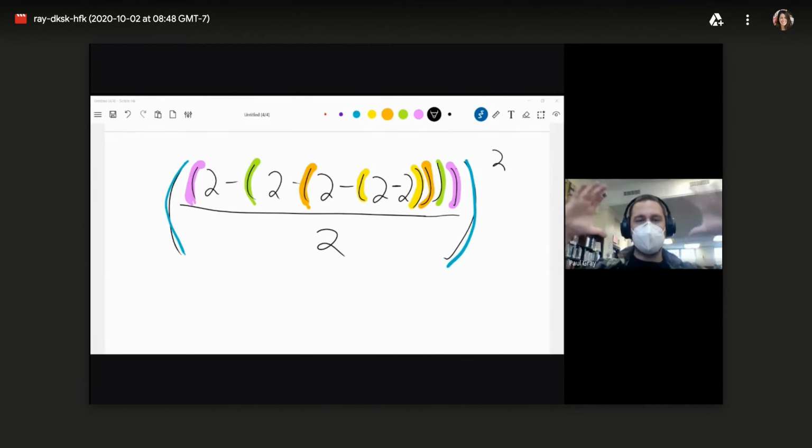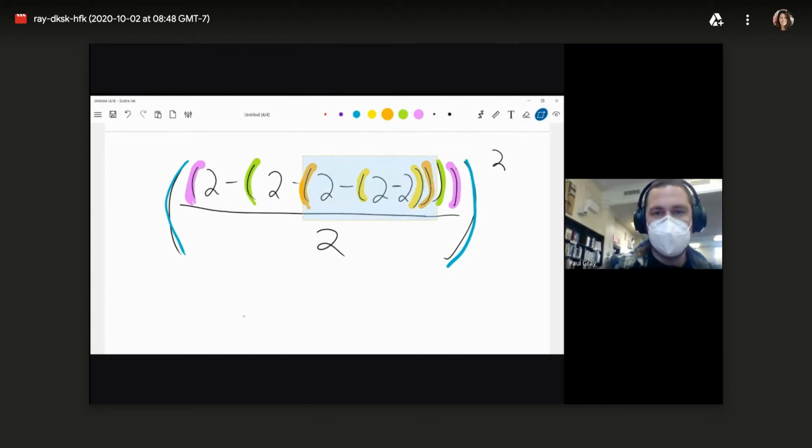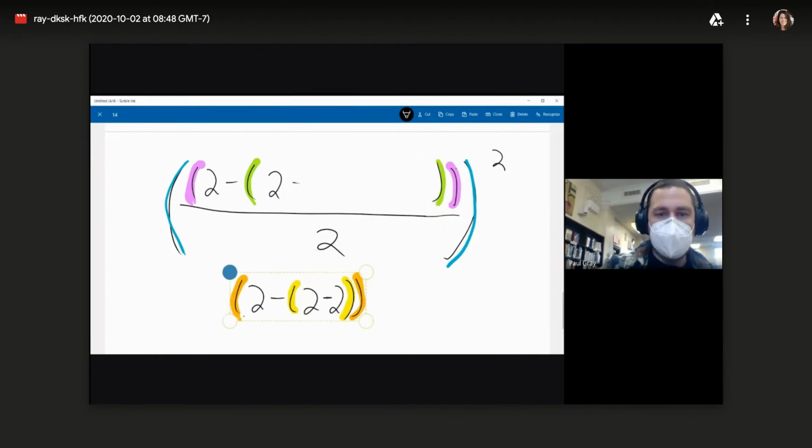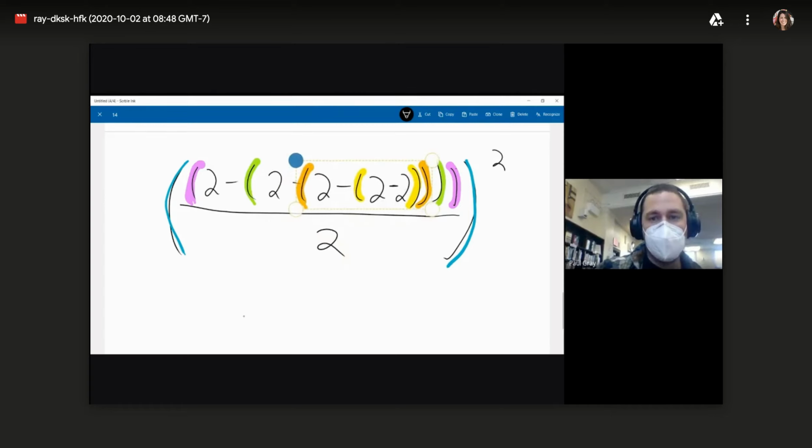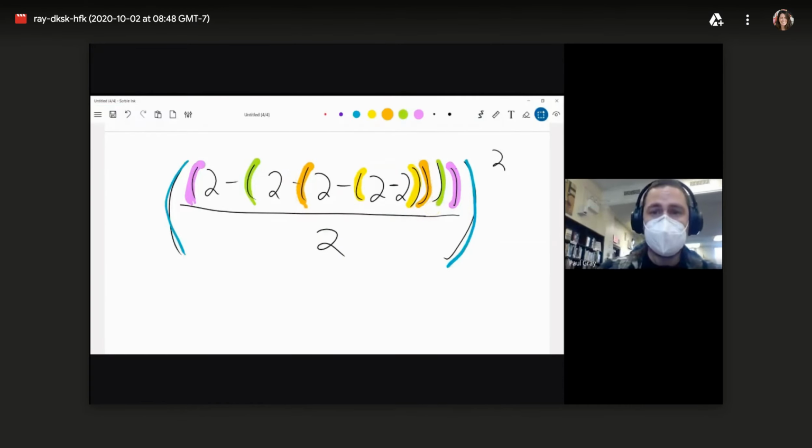Because parentheses say this thing is grouped. And so for this blue one, if we wanted to start in the orange one, we could look at that and say, oh, I'll start in the orange one. And the issue is that we can't simplify inside the orange one because the yellow one is inside of that one too. And so when we simplify with parentheses, we always go to the innermost parentheses. So we start right here and we just say, what's 2 minus 2?